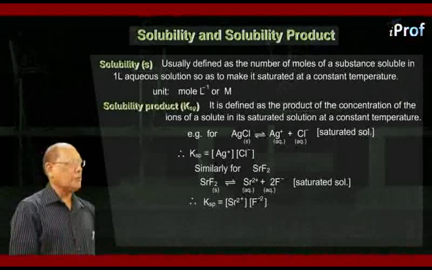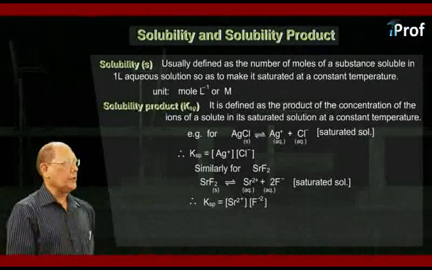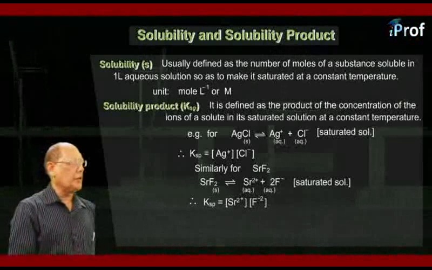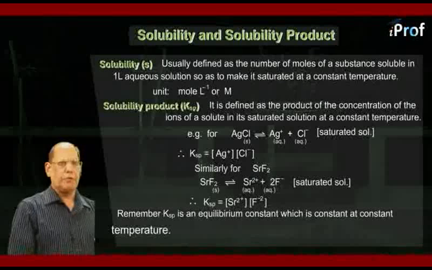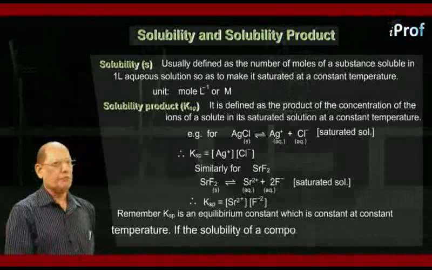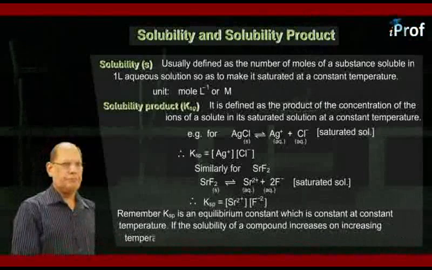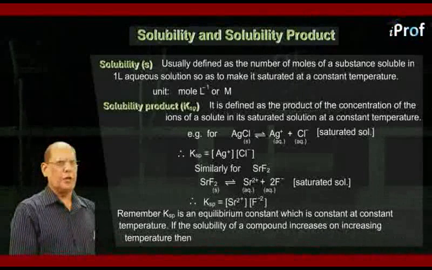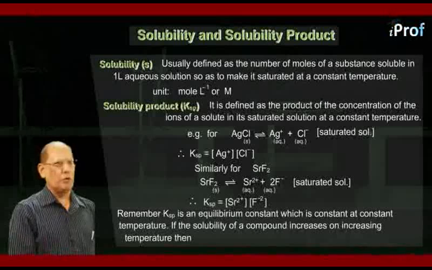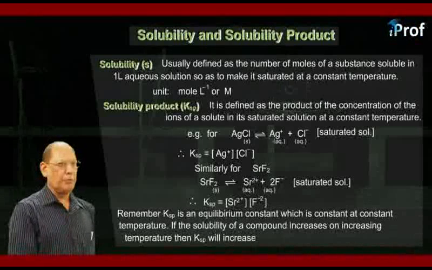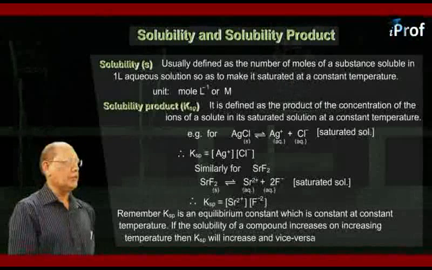Remember, KSP is an equilibrium constant which is constant at constant temperature. If the solubility of a substance increases on increasing temperature, then the numerical value of solubility product will also increase on increasing temperature and vice versa.